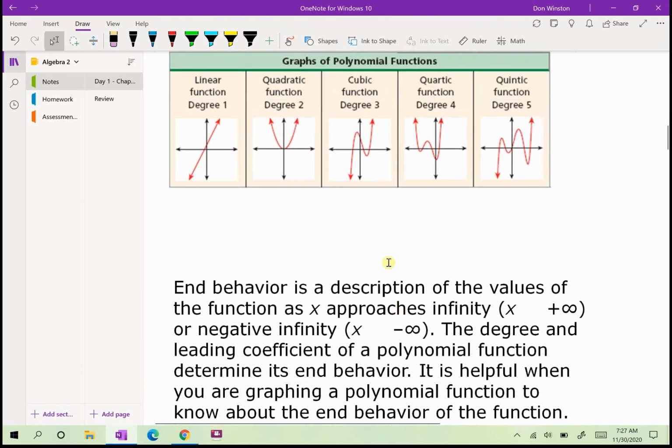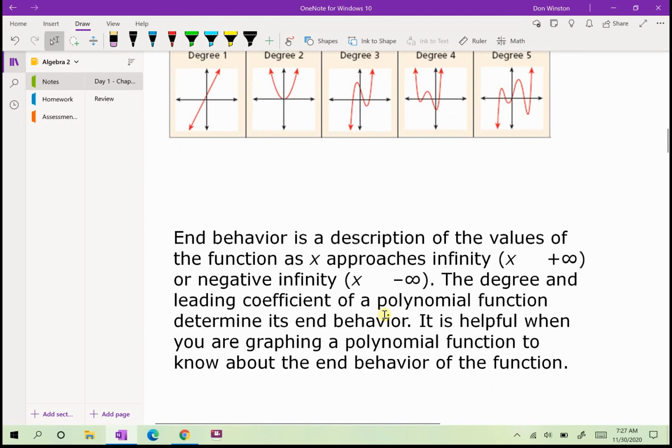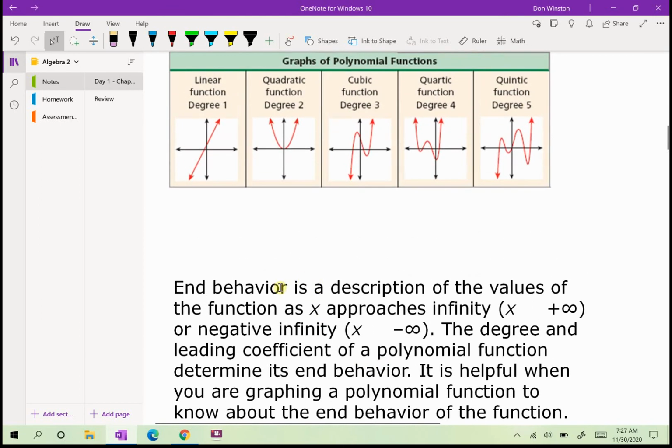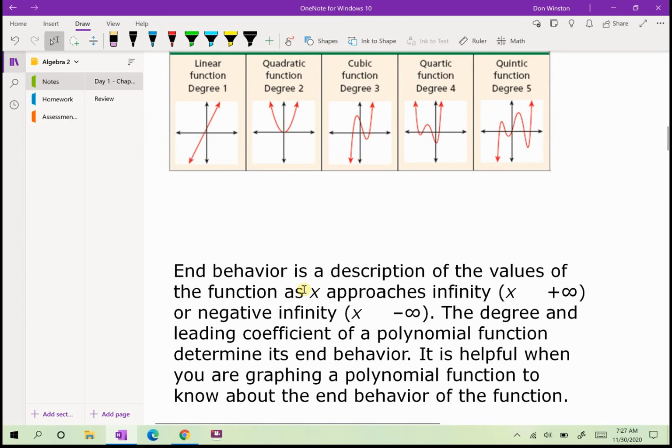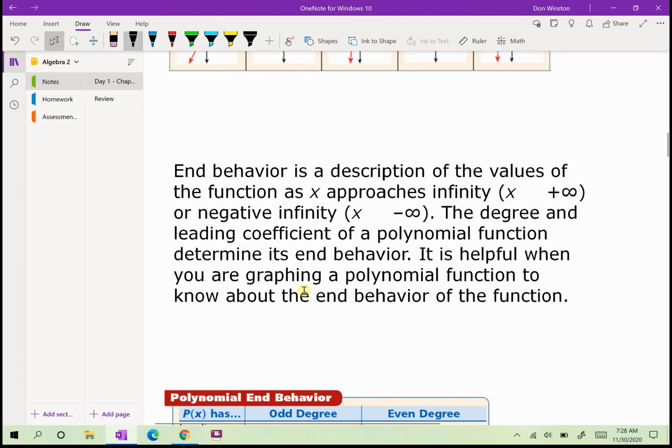Okay, before we get into writing polynomials, we'll take a look at what's called the end behavior. The end behavior of a polynomial is a description of the values of the function as x approaches positive infinity or x approaches negative infinity. The degree and leading coefficient of a polynomial function determines its end behavior. It is helpful when you're graphing a polynomial function to know about the end behavior of a function. And I'll give you a very easy way to remember the end behavior of a polynomial.